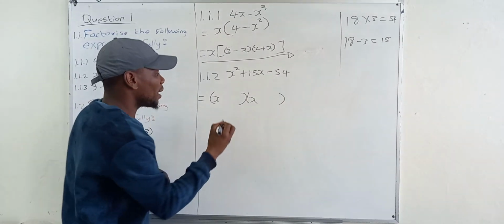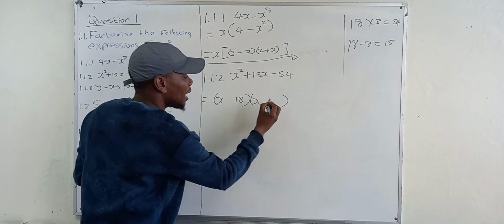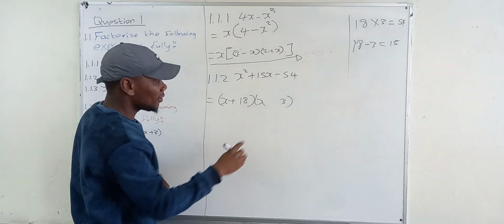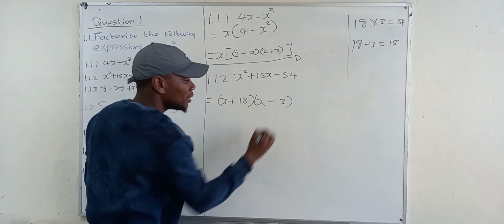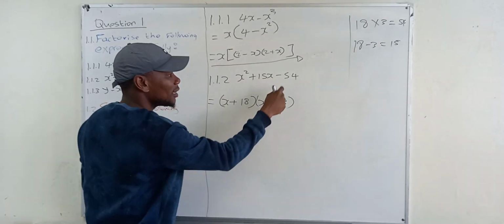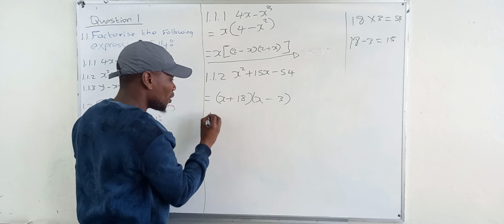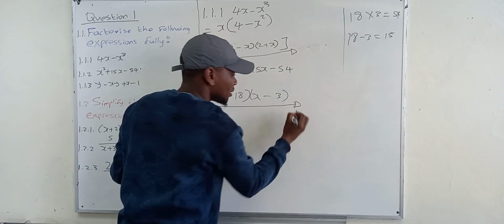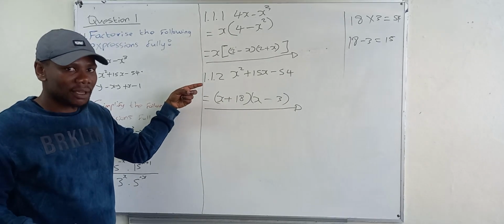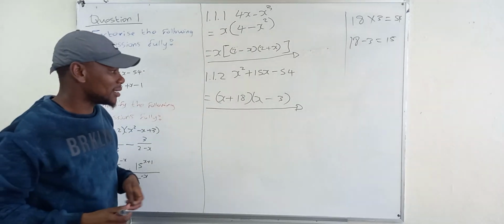So our factors are what? It's 18 and 3. But we know that 18 should be positive and the 3 should be negative, because when you add them, they should give you 15, but when you multiply them, they should give you minus 54. This is how you factorize this question, guys. This is 1.1.2 from 2018, guys. Previous question paper 1 mathematics.